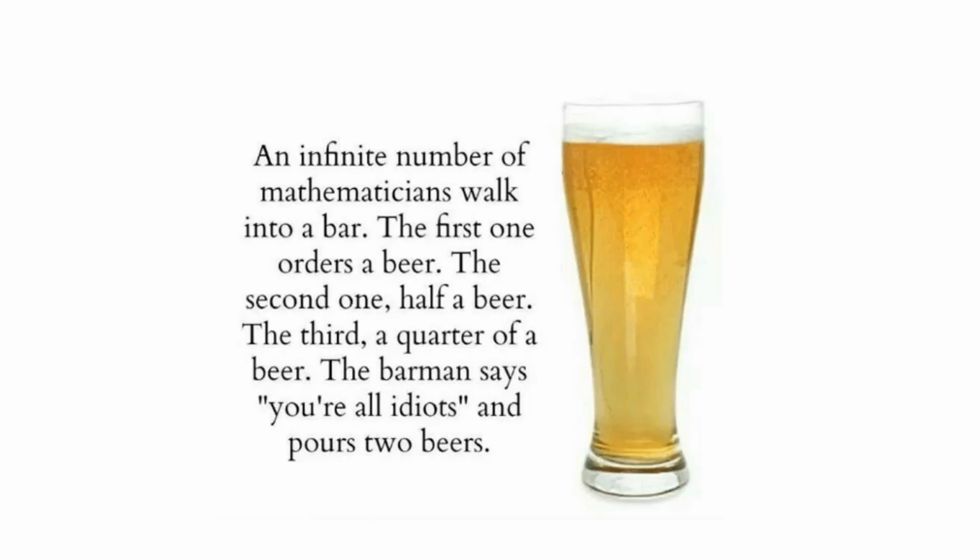So here's a famous mathematical joke. An infinite number of mathematicians walk into a bar. The first one orders a beer, the second one orders half a beer, the third one orders a quarter of a beer, and the barman says, "You're all idiots," and pours 2 beers.